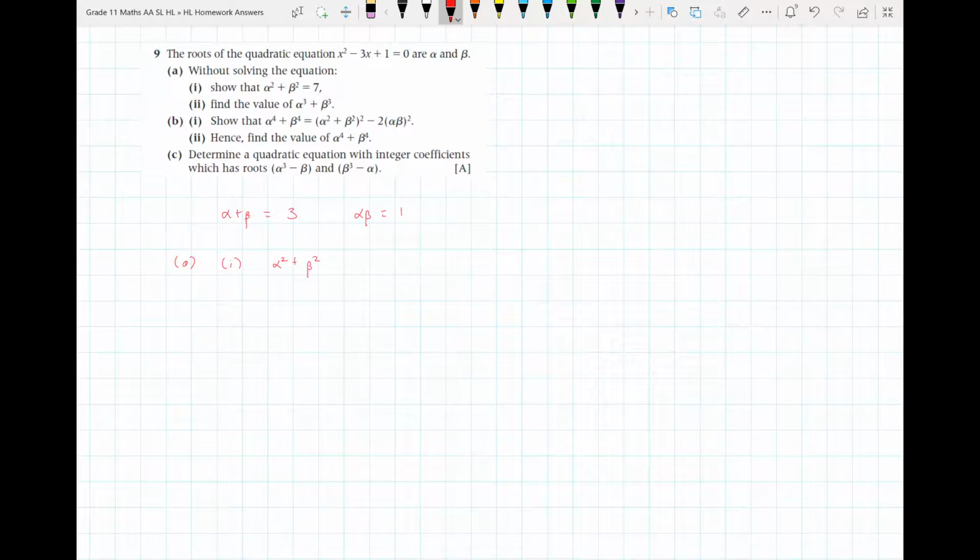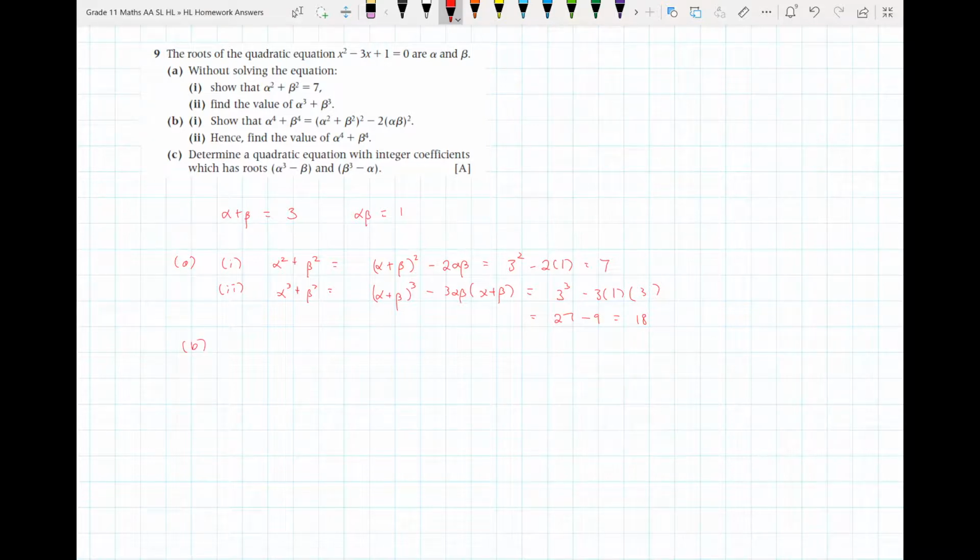So the sum of squares will be this. That's just 7. Sum of cubes will be, let's see, 18.